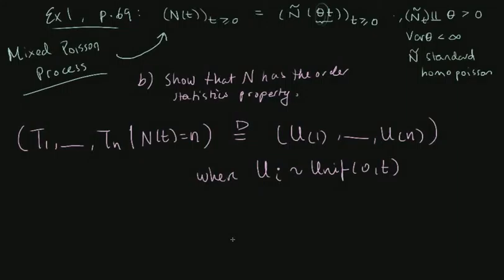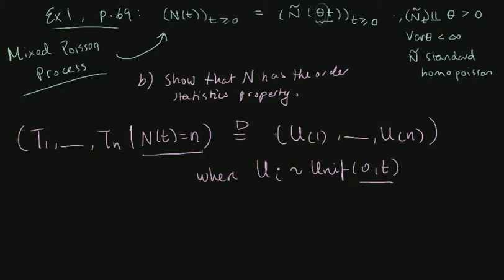So now let us take a look at exercise 1b, where we want to show that the mixed Poisson process has the order statistics property. And what do we mean by that? Well, according to the book, what you want to show is that, given the knowledge that the mixed Poisson process attains the value n at time t, T1 up to Tn has the same distribution as an ordered sample of n IID uniformly distributed variables, which are each uniformly distributed on the interval 0 to t.